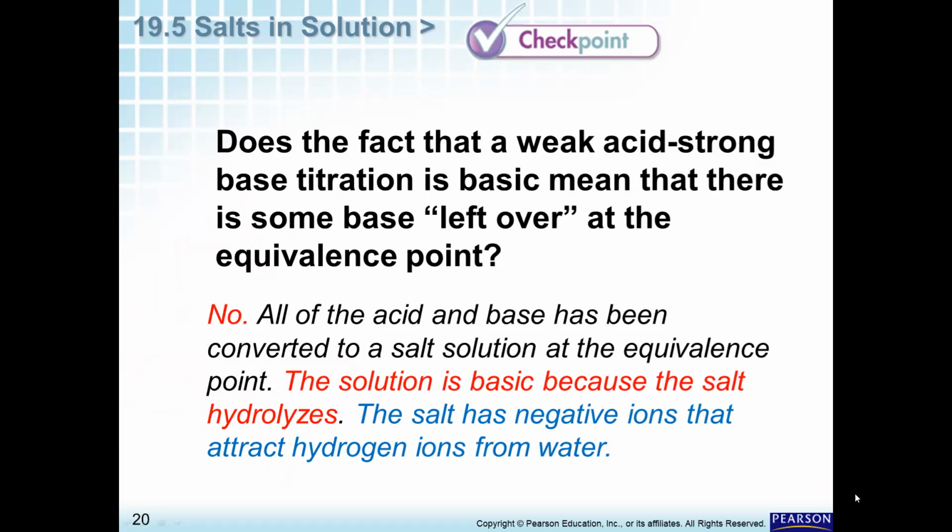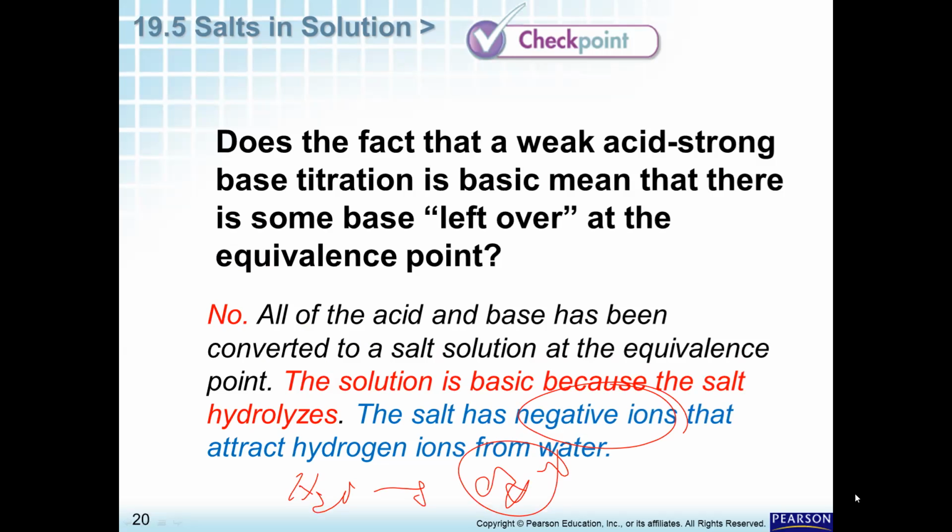And whenever it hydrolyzes, the salt has a negative ion that attracts the hydrogen from the water. When the negative ion attracts a hydrogen from the water, it will produce what? Hydroxide ion. And that is the reason why it is basic.